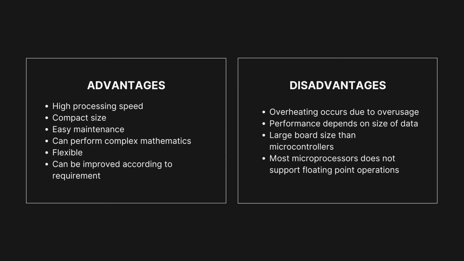There are advantages and disadvantages in using microprocessors in modern technology. For example, the advantages are high processing speed, compact size, easy maintenance, ability to perform complex mathematics, flexibility, and that they can be improved according to requirement.